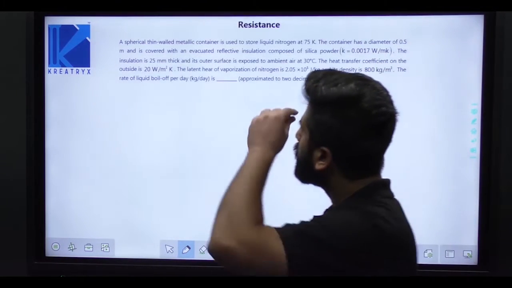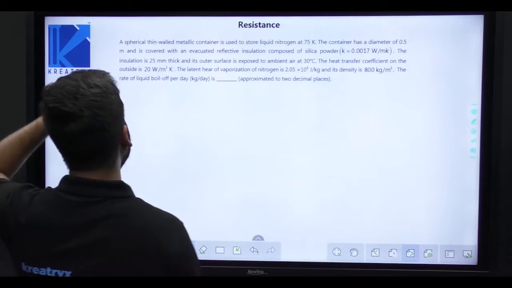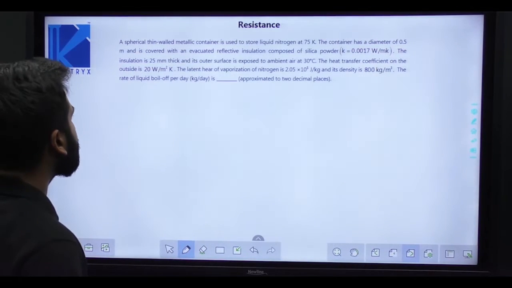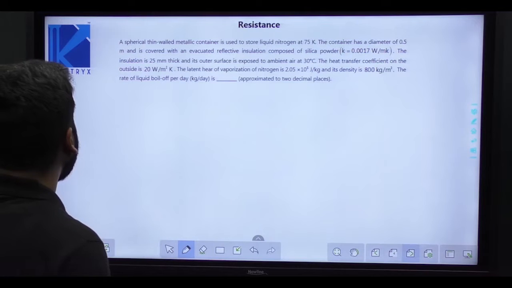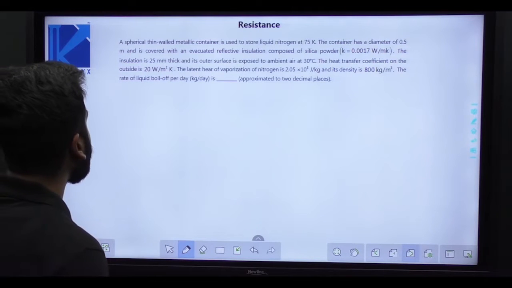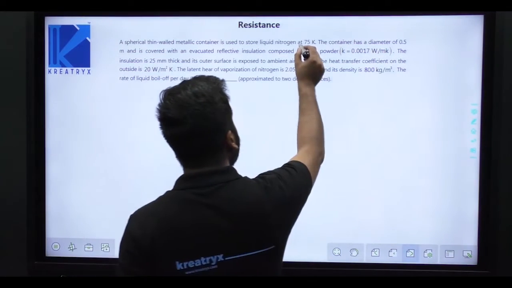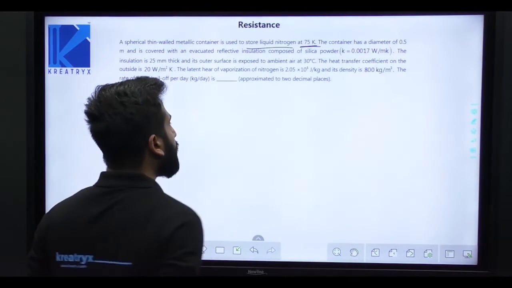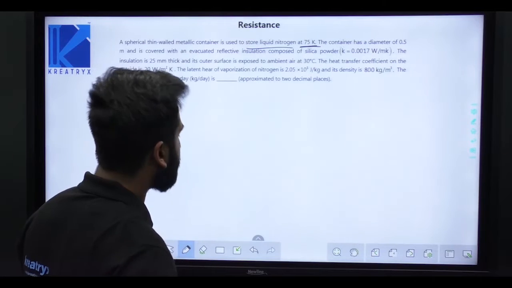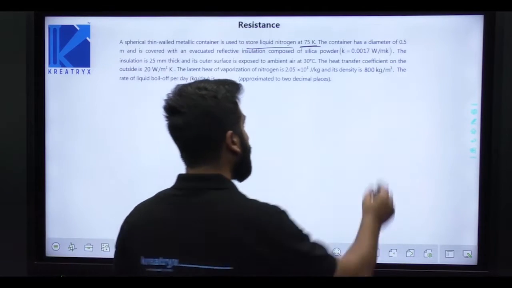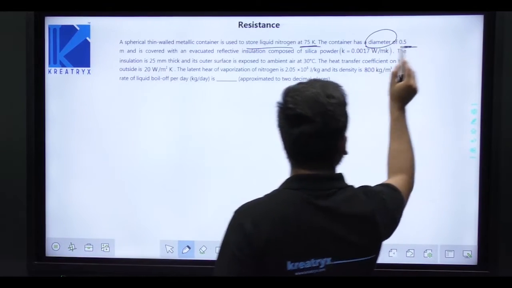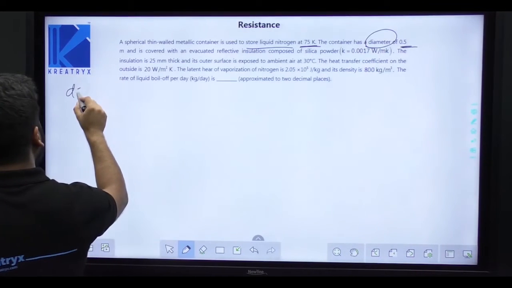Next question is, a spherical thin-walled metallic container, from the resistance circuit diagram. A spherical thin-walled metallic container is used to store liquid nitrogen at 75 Kelvin. The container has a diameter of 0.5 meter. Diameter is given, not the radius.